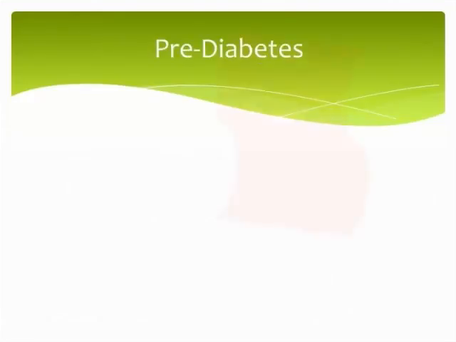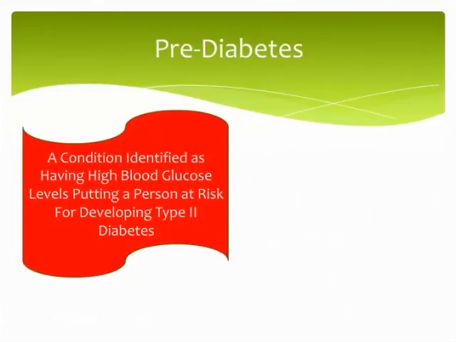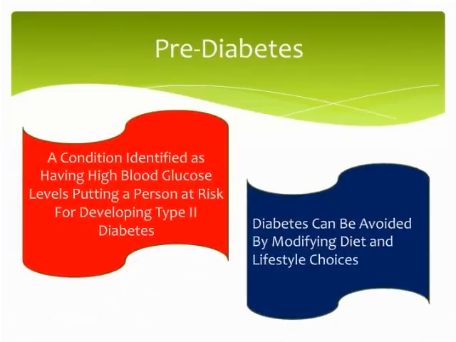The term prediabetes is used to describe the condition where a person has high levels of blood sugar but not yet high enough to be diagnosed with diabetes. Those who have been identified as having prediabetes will most often develop type 2 diabetes if lifestyle changes are not made. Type 2 diabetes can be avoided for these individuals if they modify their diet by eating a diet lower in sugar and adding lifestyle changes such as increased physical activity.